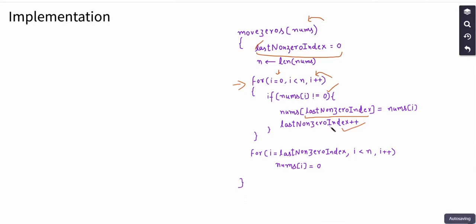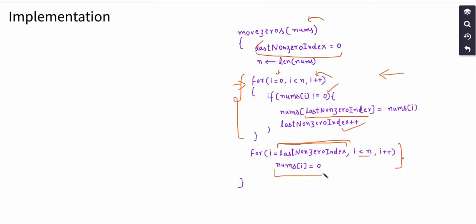Finally, we start from this index and now this index, that is last non-zero index, stands at the very next position to the last non-zero element of the array, and hence we start from there and we move till the end of the array, and we store zeros all the way till the end, hence shifting our zeros towards the end of the array. So this is the optimal strategy to solve this problem. Let's discuss the time and space complexity for this strategy.